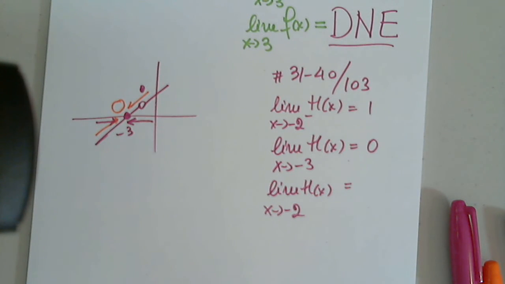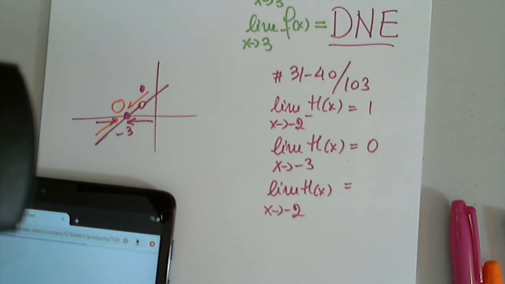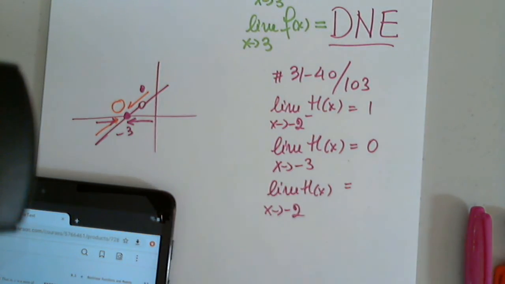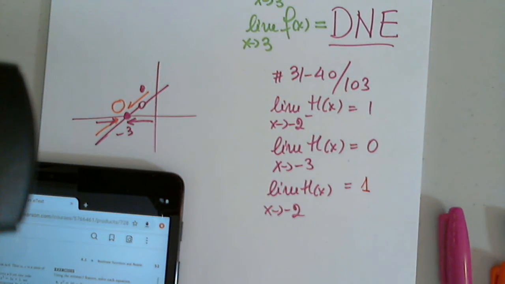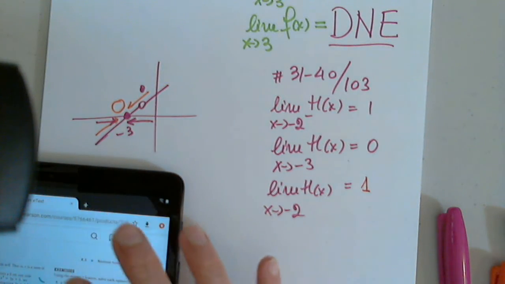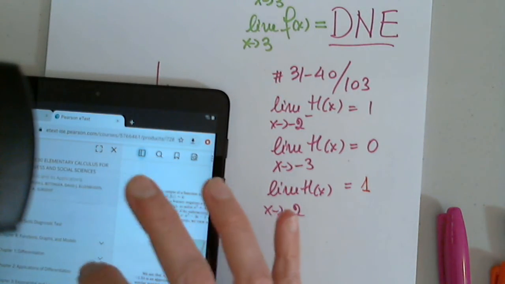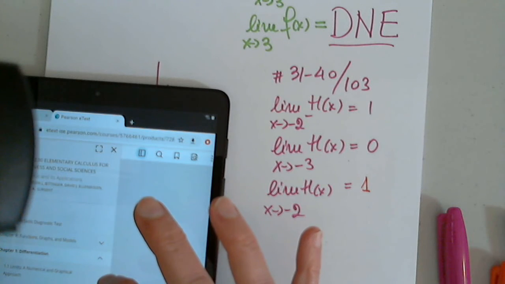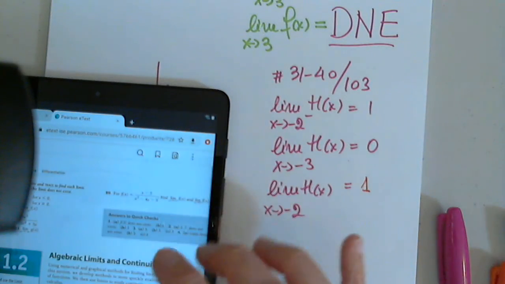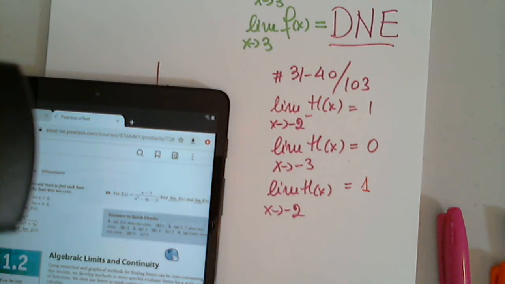So moving on. Can anyone read the next problem from the same set? The limit of h of x as x approaches -2 from either side. Do you all agree with 1 from the table? Yes? I also had 1. Okay. Anyone else? Other questions on that?